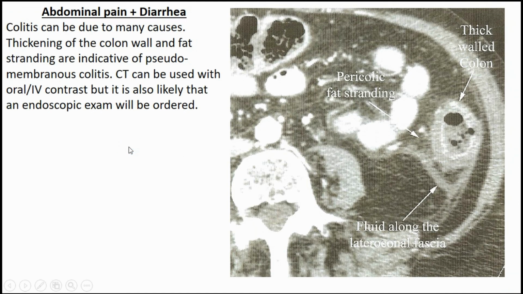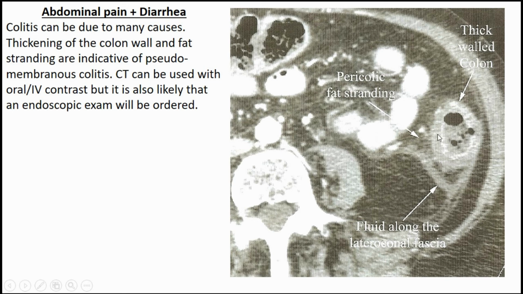All right, now abdominal pain and diarrhea. This can occur for a lot of different reasons. You can have infections, you can have autoimmune reactions that are robbing your colon of the ability to absorb water. But if you have long-standing diarrheal disease, you can actually wind up with thickening of the wall of the colon.